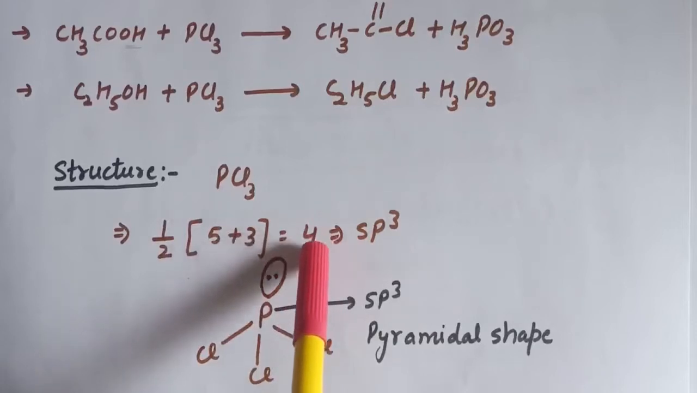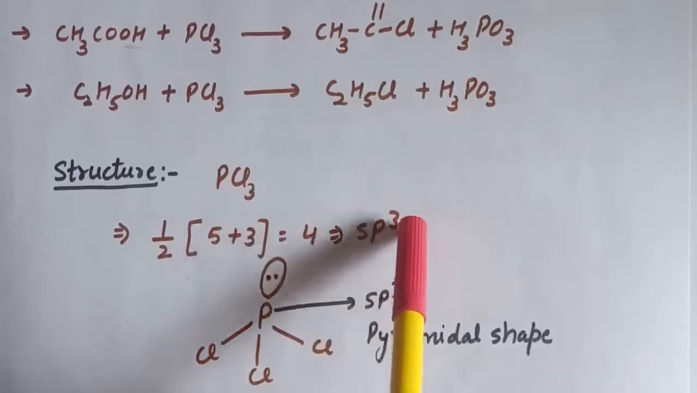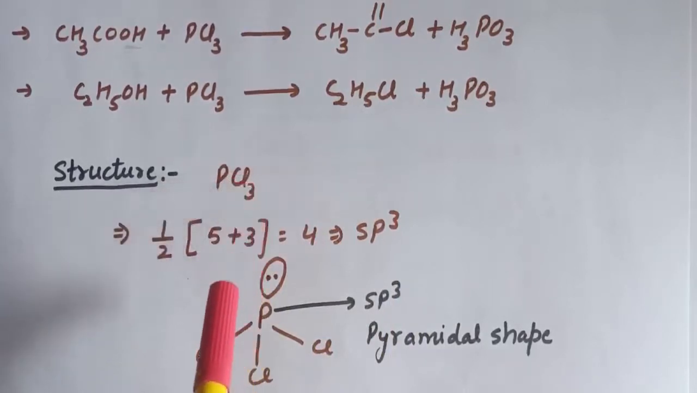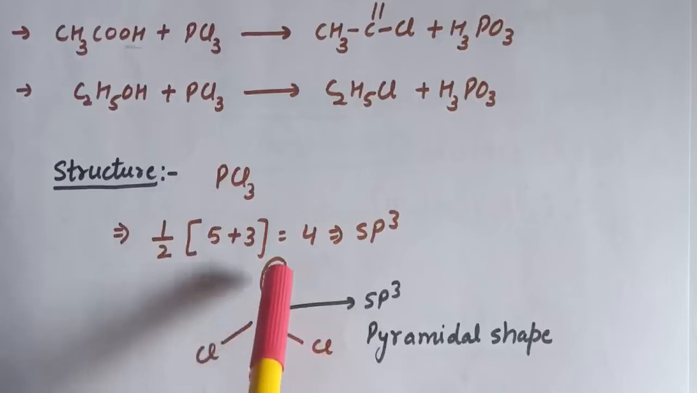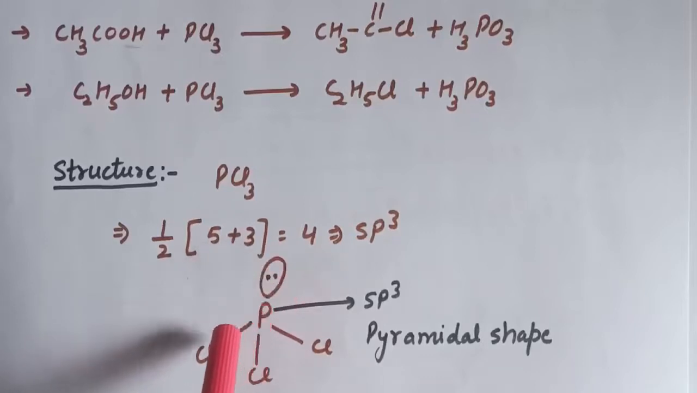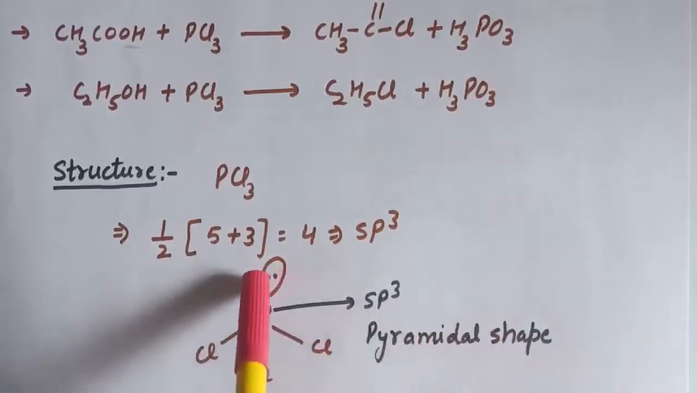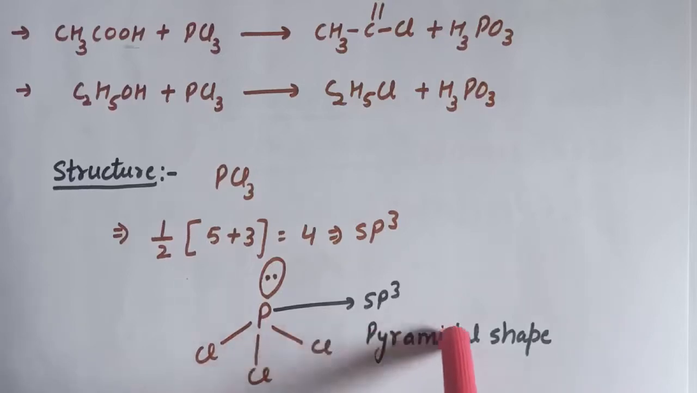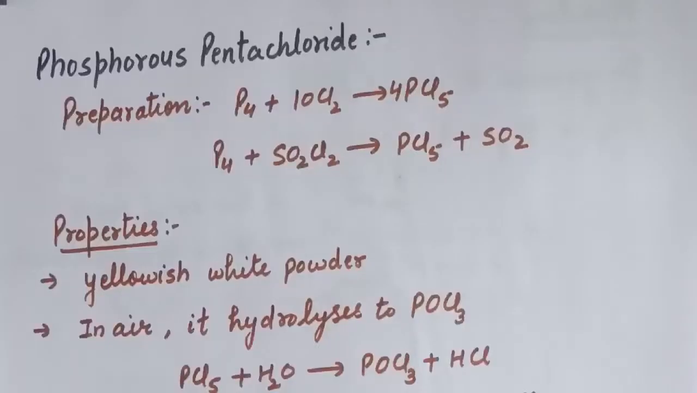Now for 4 the hybridization is sp3, but in phosphorus we have 5 electrons. 3 will form single bond with these 3 chlorine and 2 electrons are left. It means one pair of electron is left, and that is the lone pair. So when we have 3 bond pair and 1 lone pair, the shape is pyramidal shape, and the geometry for sp3 hybridization is tetrahedral. So geometry of PCl3 is tetrahedral and the shape is pyramidal shape. This is all about PCl3.